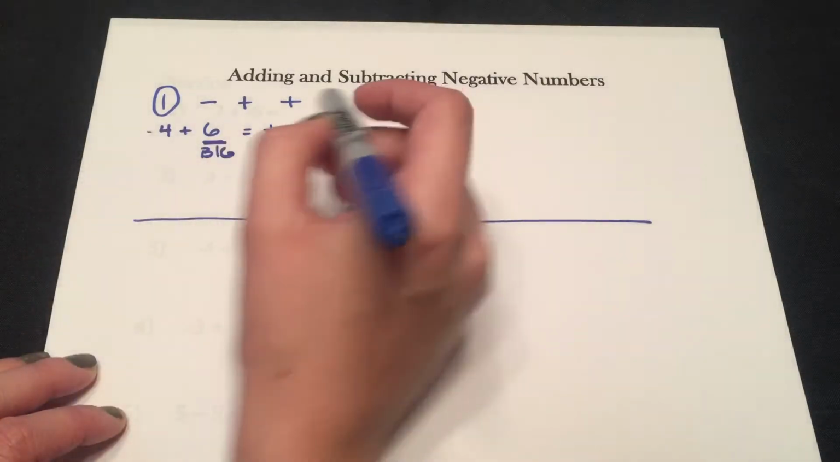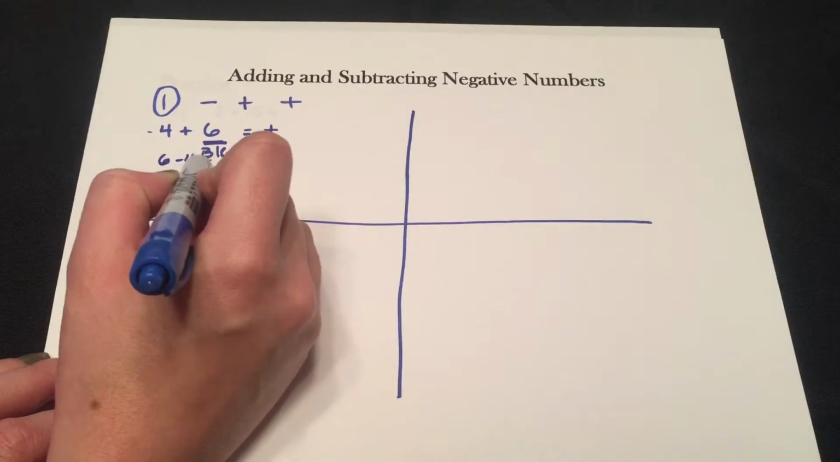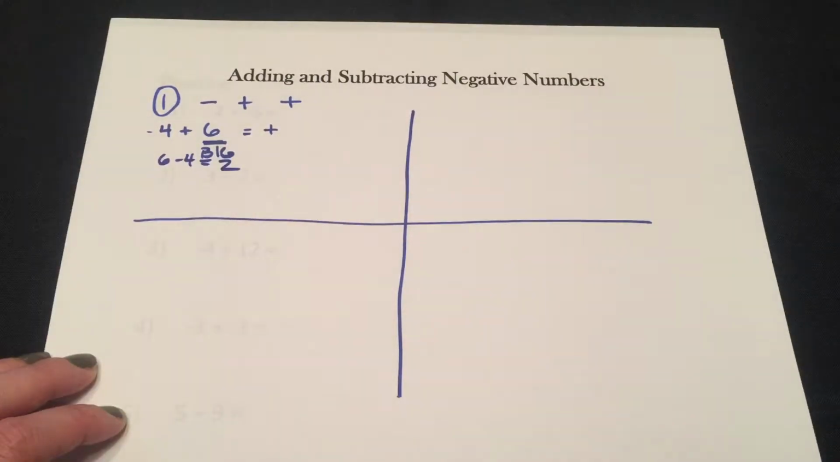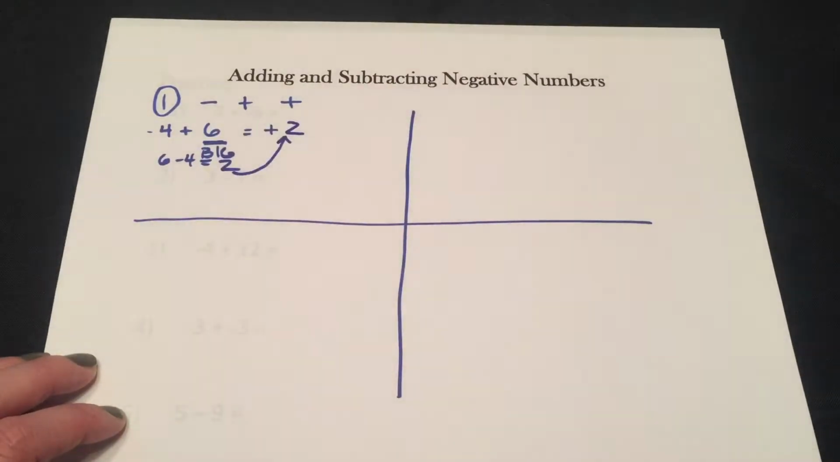Then our second step is we subtract 6 minus 4, and we get 2. Fantastic. We take this 2 and put it up there. Our final answer is positive 2.